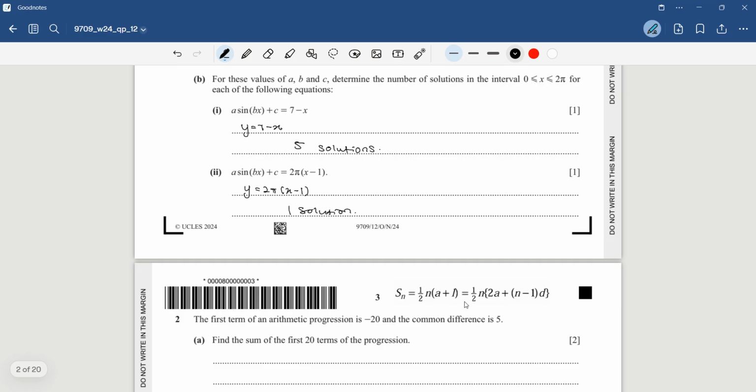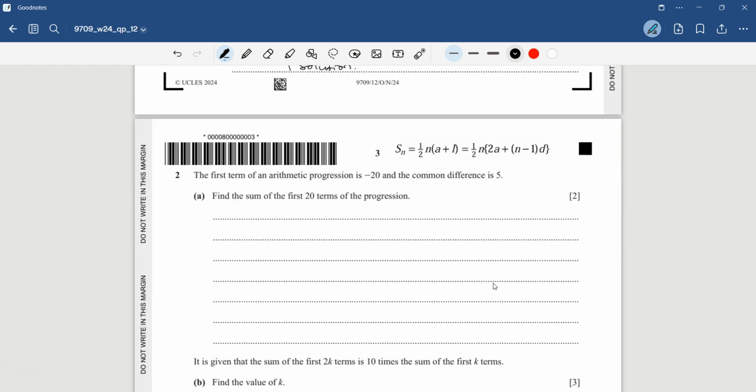One solution. And then for question number 2, the first term of an arithmetic progression is negative 20 and the common difference is 5. So here you can write a equal to negative 20 and your d equal to 5. Find the sum of the first 20 terms. I just picked the formula from the formula booklet. You can refer to your formula booklet, you will have this formula.